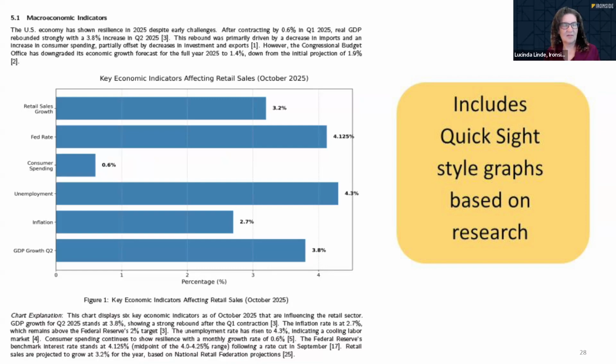And looking at this, in section 5, the macroeconomic indicators. The U.S. economy was shown to grow at a certain rate, et cetera. There's your citation 3 there again. It's got these various indicators for what's going on in the economy: unemployment, inflation, the Fed's funds rate, retail sales growth, consumer spending, GDP growth.